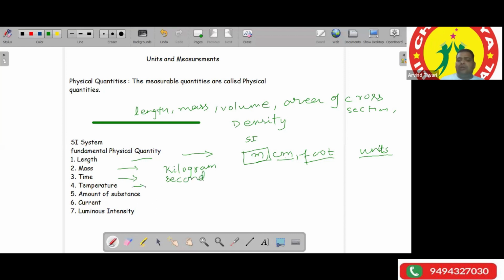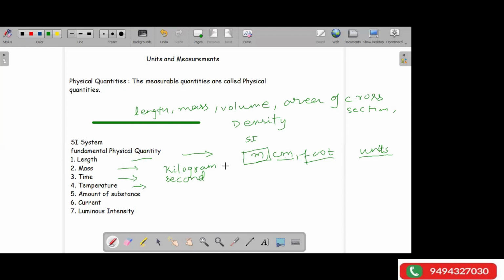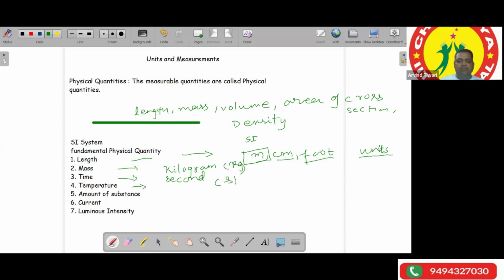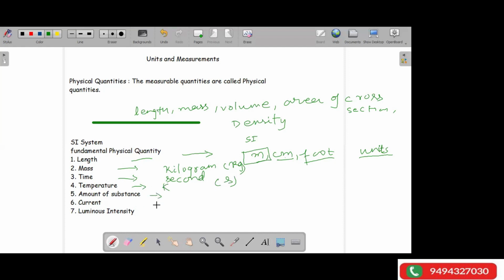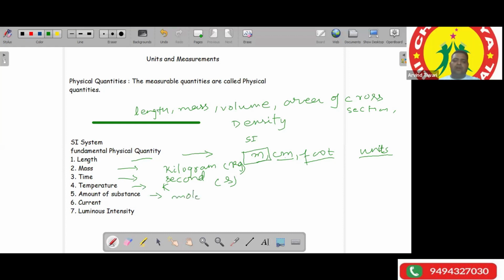What is the SI unit of temperature? Kelvin, yes. The SI unit of temperature is Kelvin. What is the SI unit of amount of substance? Mole, very good. And the SI unit of current is ampere. The SI unit of luminous intensity is candela.